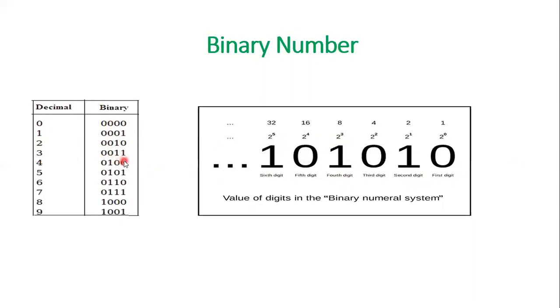Then 3 is 0011, that is 2 power 0 plus 2 power 1, so 1 plus 2 is 3. Like that, 4 is 0100, then 5 is 0101, then 6 is 0110, then 7 is 0111, 8 is 1000, then 9 is 1001, and so on. So any number we can convert into a binary number. There is a method to easily convert a decimal number into a binary number.